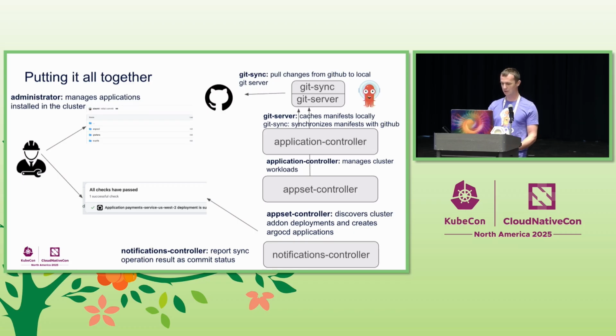And we have a notification controller that sends back information about the status of deployment or application health, and that helps the administrator just be notified that it's time to go troubleshoot an issue, if there is any. And that is pretty much it. So that was the solution, and I hope you learned something new.